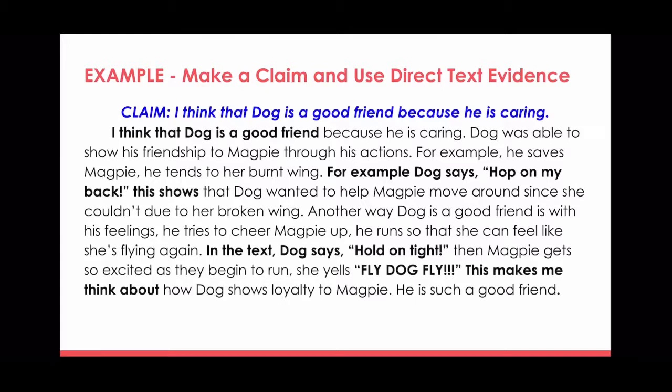Another way dog is a good friend is with his feelings. He tries to cheer Magpie up. He runs so that she can feel like she's flying again. In the text, dog says, "Hold on tight." So there's those quotations again. Then Magpie gets so excited as they begin to run. She yells, "Fly, dog, fly!" Again, I used quotations. So if you were a reader, you can give the character that I'm describing a voice in your mind as you're reading it.